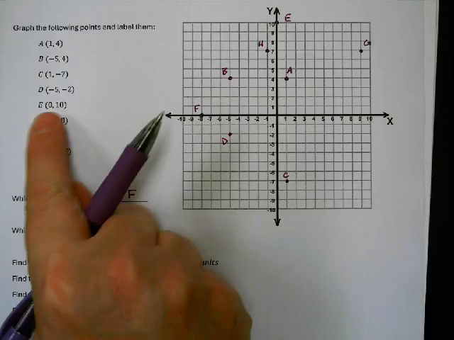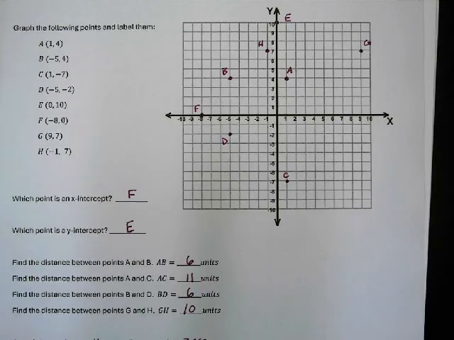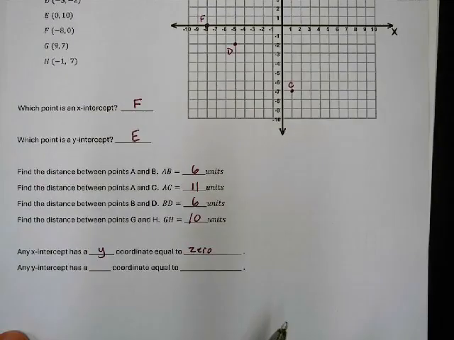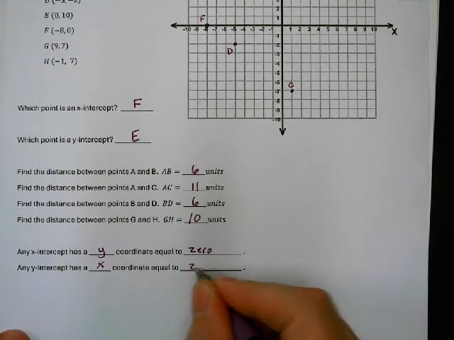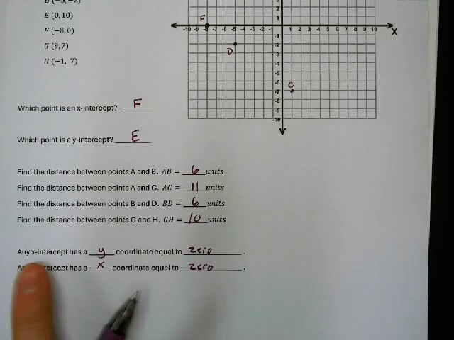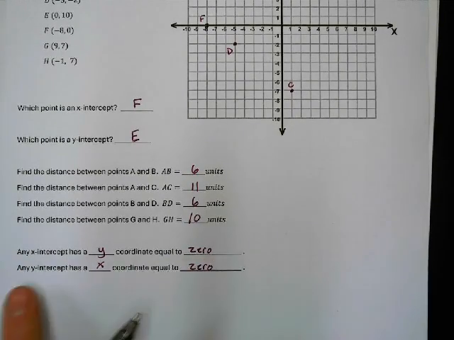Wow, really doing bad at showing my paper today, sorry. So the x-intercept, the y is 0. The y-intercept, the x is 0. So the opposite letter is always 0 at the intercept.